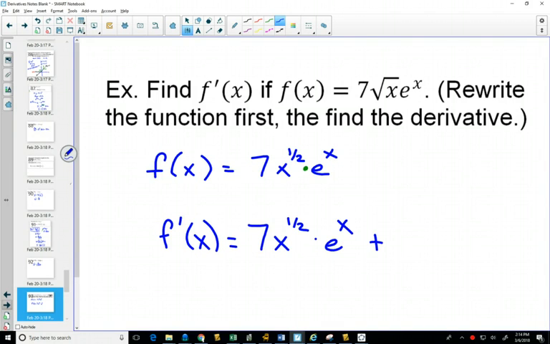Plus, now I'm going to keep the e to the x the same, as opposed to last time where I changed it to e to the x. And multiply by the derivative of the first one. So the half would come out in front. Subtract 1 from the exponent. And then we have our derivative.